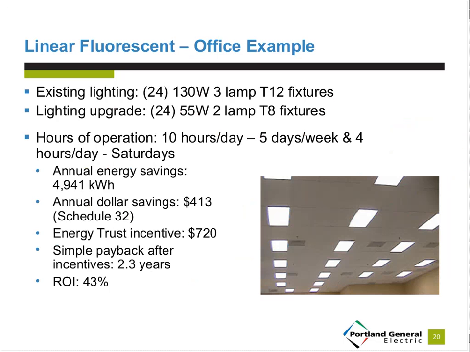So this was an office, and they went from 24 older T12s to 24 new T8s, with just basic standard office hours of operation, 10 hours a day, 5 days a week, and open on Saturdays. Energy savings, significant, and the annual dollar savings from doing the project is $400.